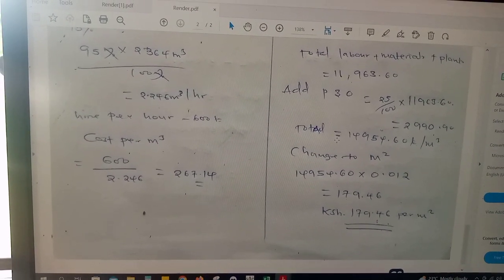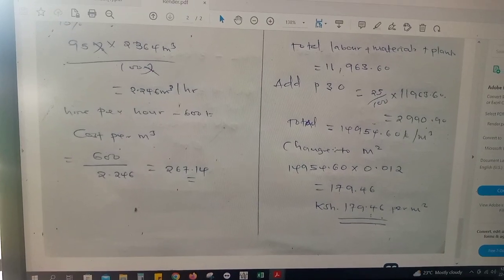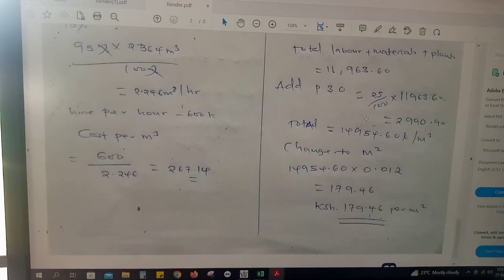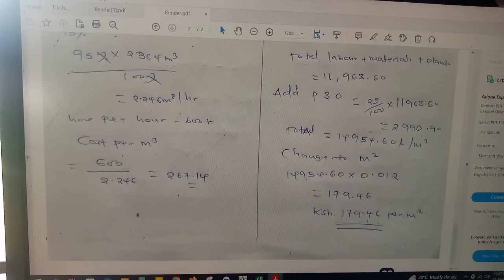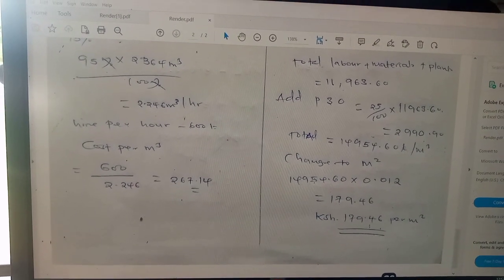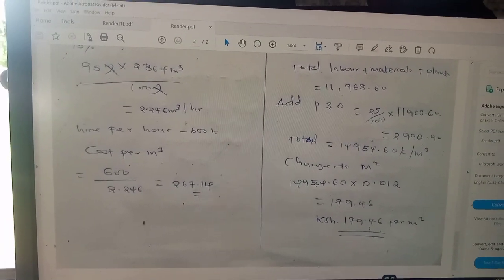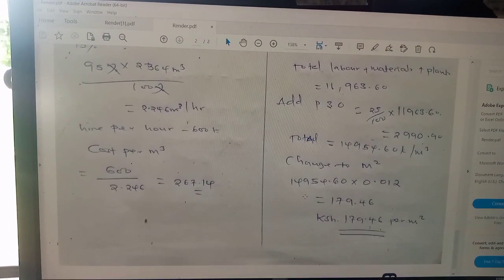This one is per cubic meter, but you then change it to per square meter. When you want to change it to per square meter, you just multiply by the thickness of the render, which is 12 millimeter. You change it to meter, and you'll get 179 and 46 cents per square meter. So that is how render works is being costed.